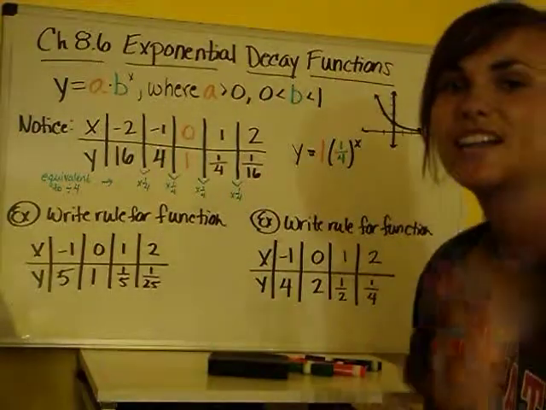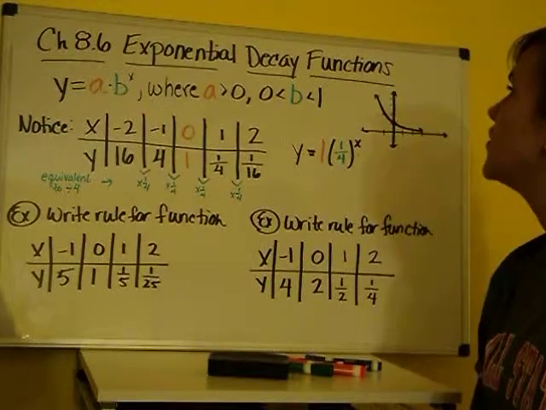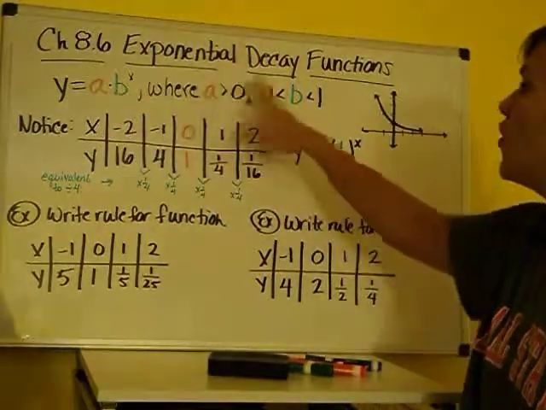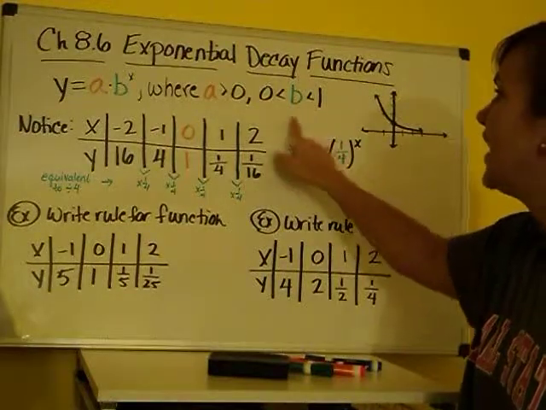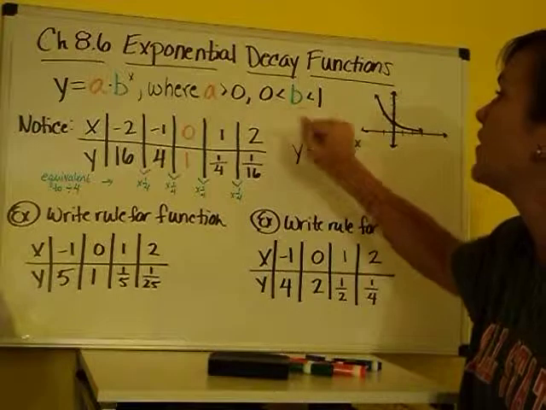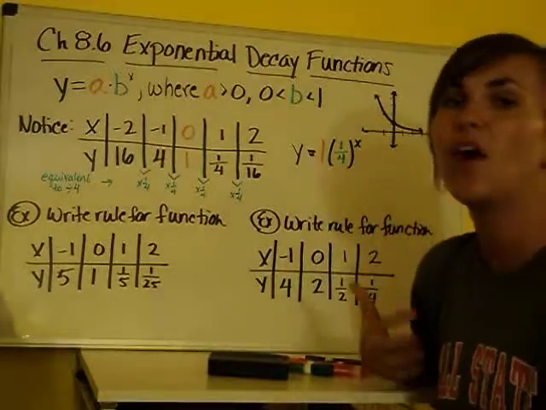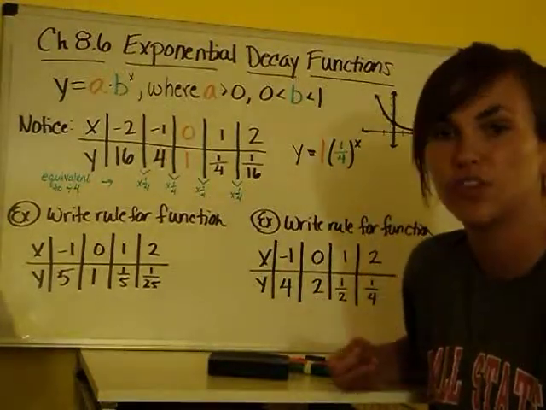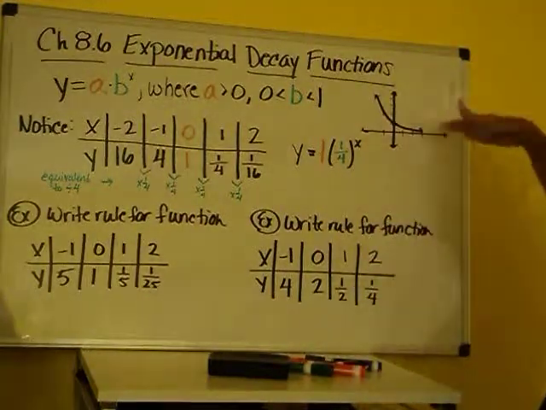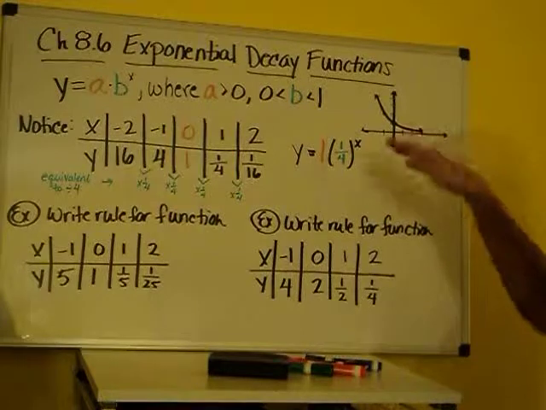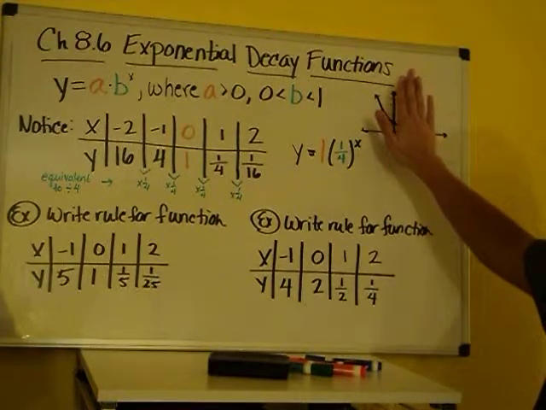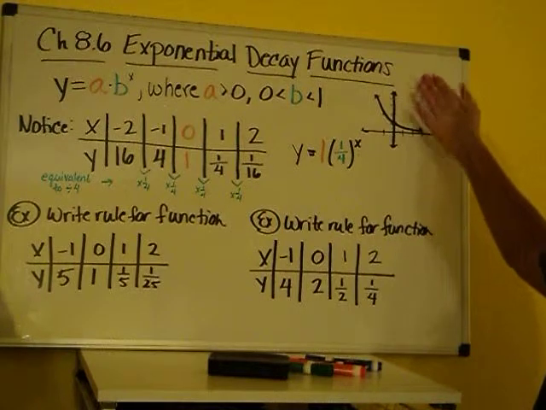Okay. This is our section 8.6 bit now, which is exponential decay functions. Okay, it's the exact same form. The only thing different now is that b is going to be a positive fraction. So we're going to be greater than 0 but less than 1. So now our growth rate is going to be in fraction form. If you look at this general trend of a decay function, it basically looks like the growth except flip-flopped over, except going the other way.